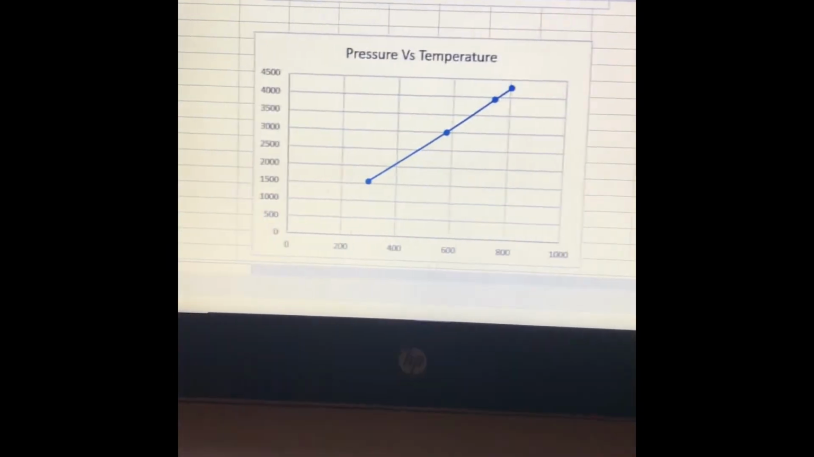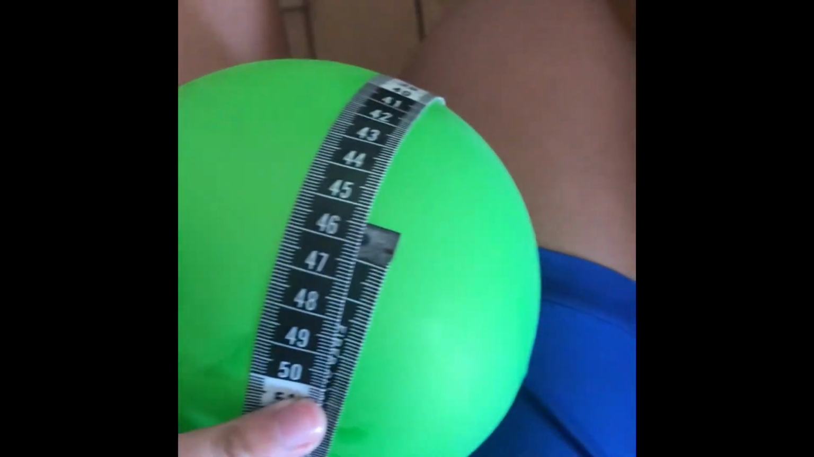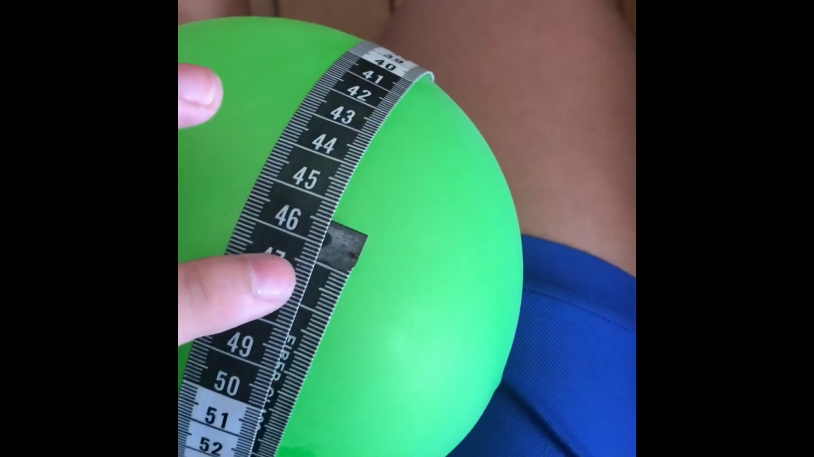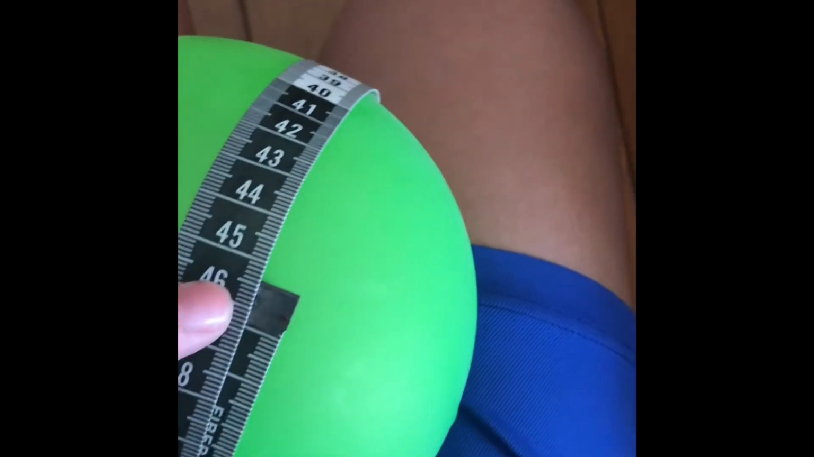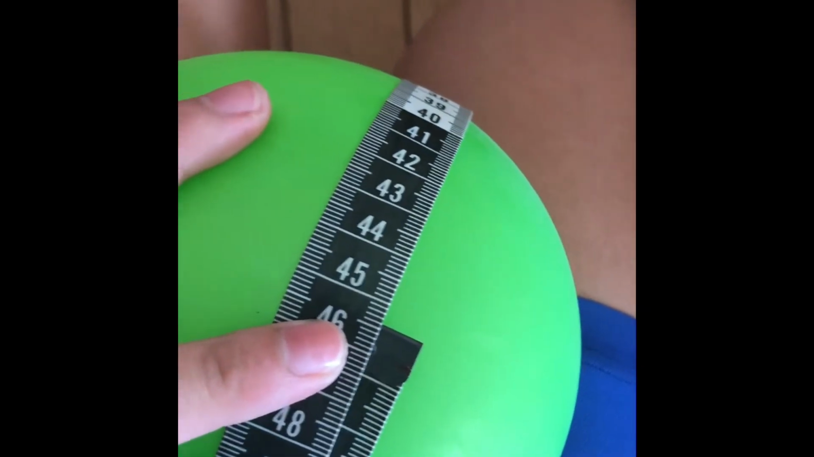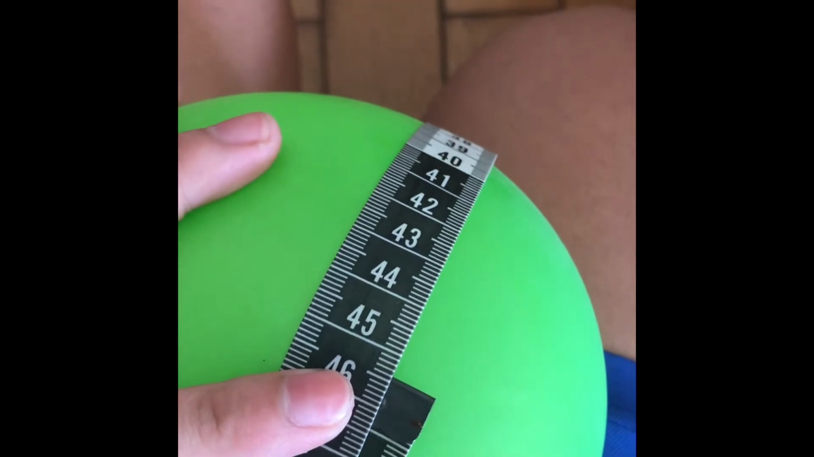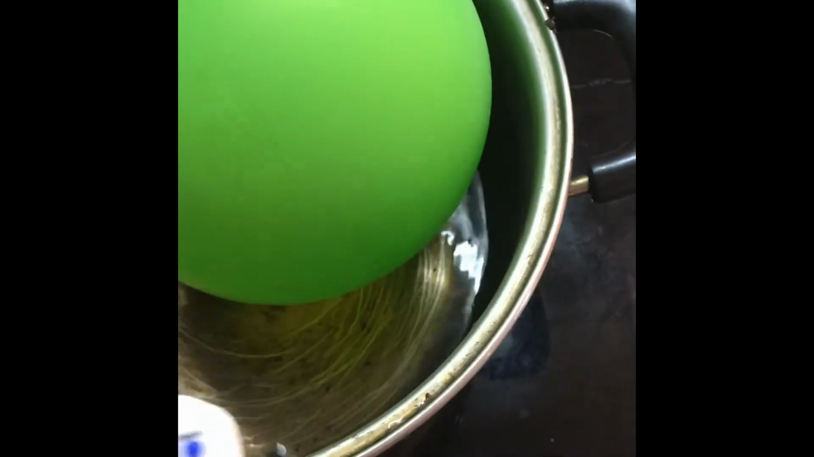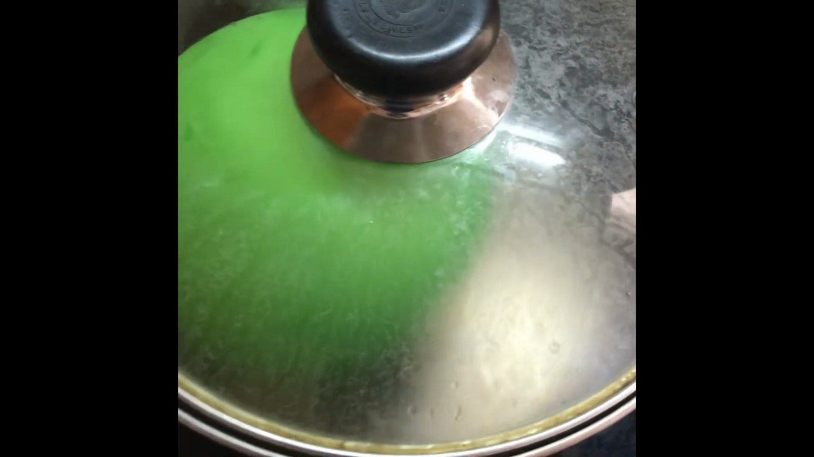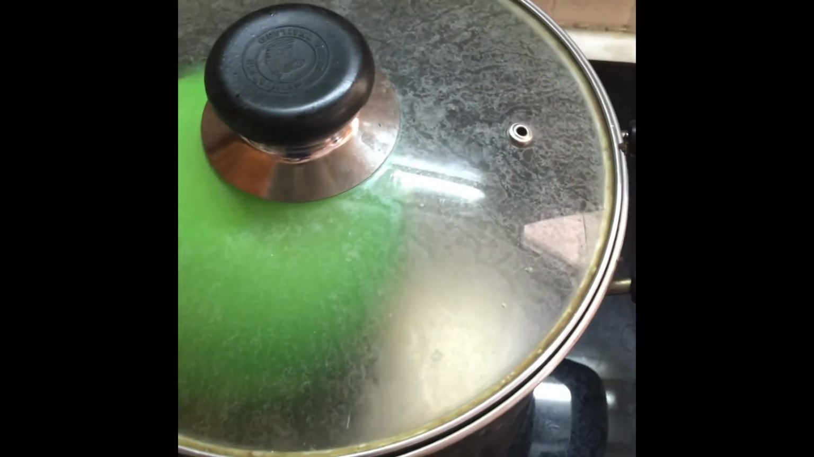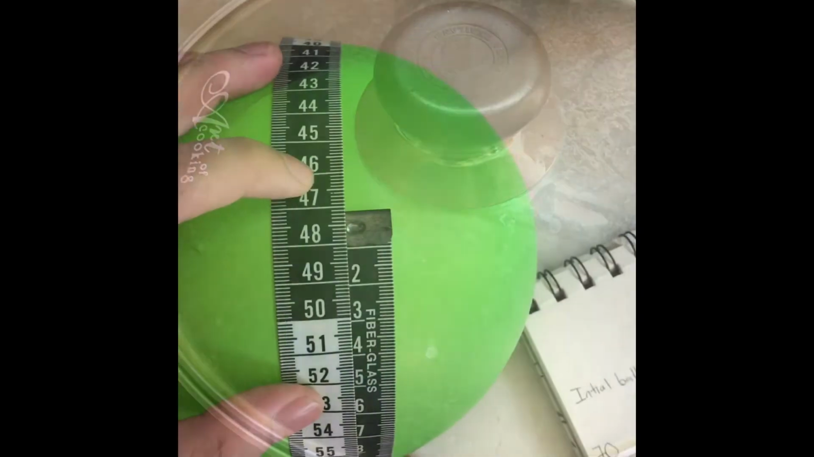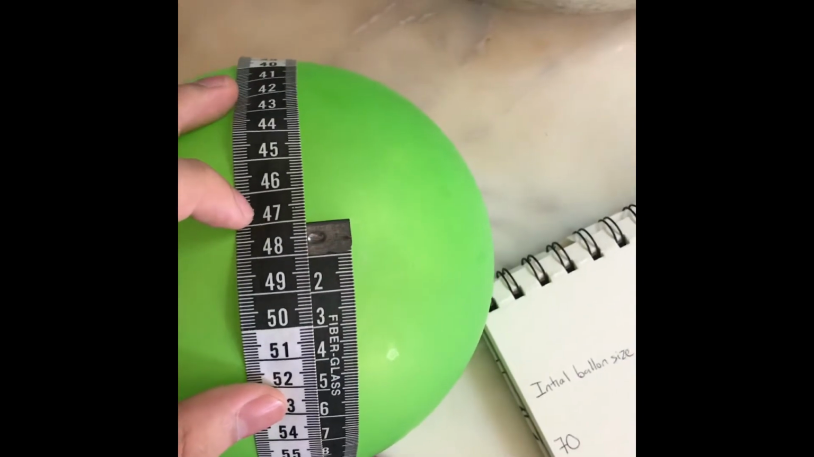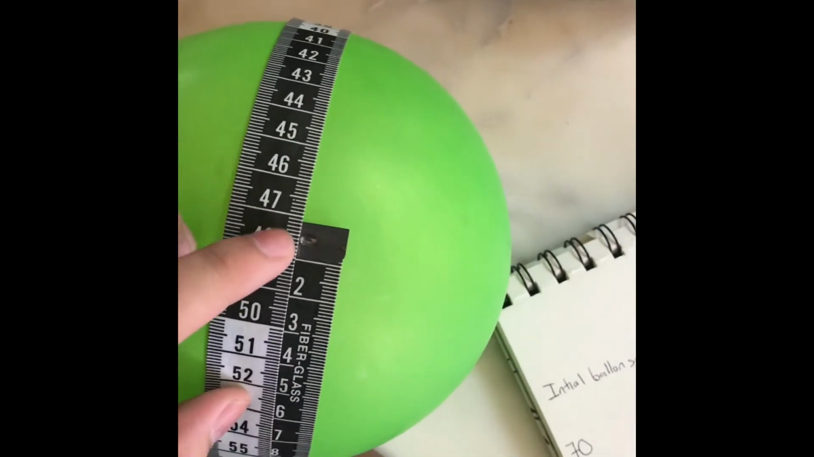Okay, now this is the second part, and I'll use this balloon, measured at 46 centimeter. First I'm going to put it in hot water. Okay, now the temperature is around 70 degrees. I'm going to put this balloon in, and I'm going to cover it. I'm going to leave it here for 10 minutes, and let's see how the balloon size changes. After I put this balloon in hot water for 10 minutes, it actually increased by 1 centimeter.